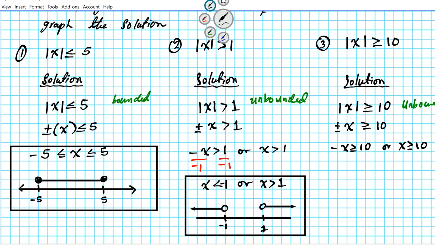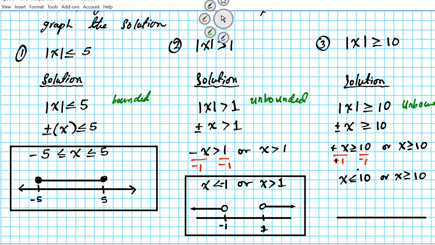The negative part, we need to get x by itself. So what do we do? We divide by -1. And that gives us x is what? When you divide by a negative, the inequality switches. So x is less than or equal to -10, or x is greater than or equal to 10. That's the solution in inequality format.